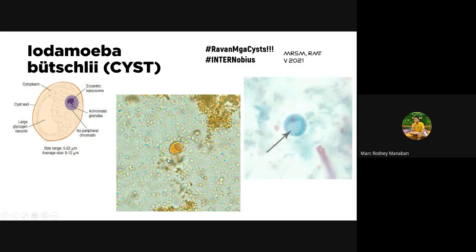Okay? But using your trichrome stain, of course, dili siya ma-stain. So it will remain colorless. Pero klaro kayo siya na structure. Okay? So this one, if makakita ka, no, dako kaayo na glycogen vacuole, then press the buzzer kay Iodamoeba buetschlii na siya. Okay? Alright. Ayan. That's for Iodamoeba buetschlii cyst.